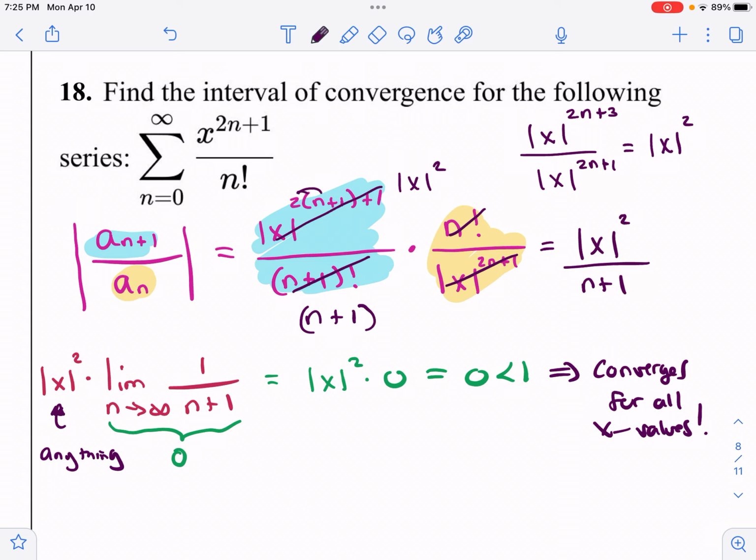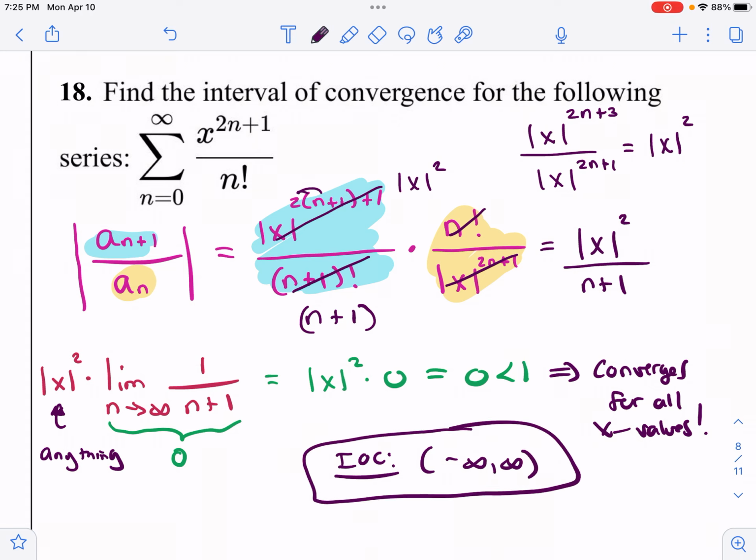Okay, so your interval of convergence you're going to write is negative infinity to infinity. And that's it. There's no endpoints to check. That's the end of the story.